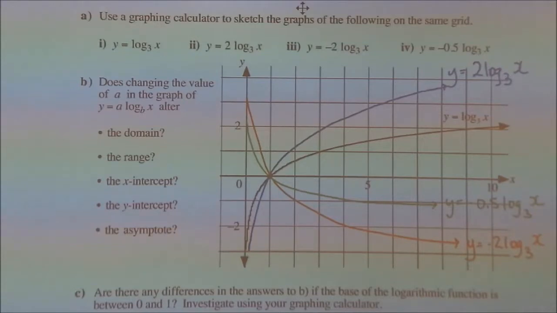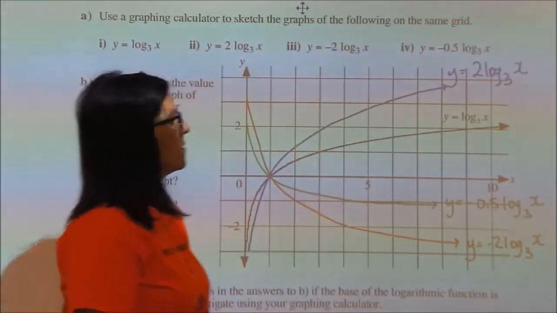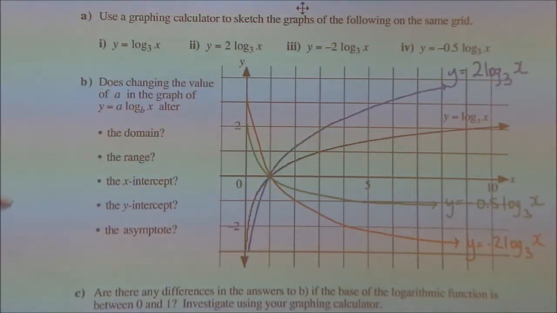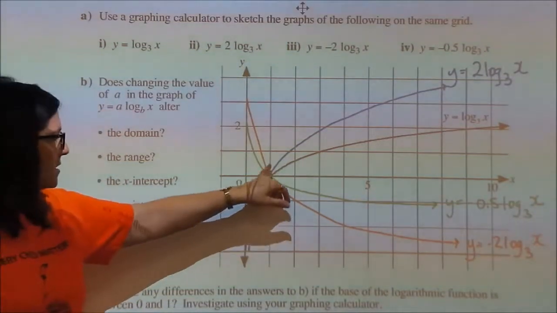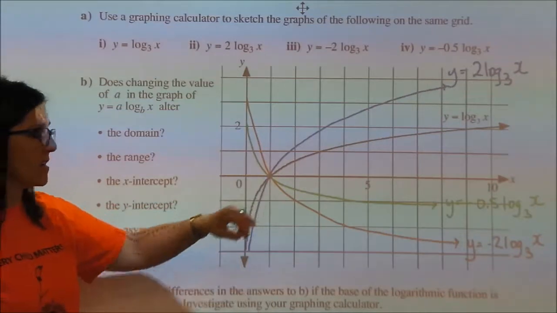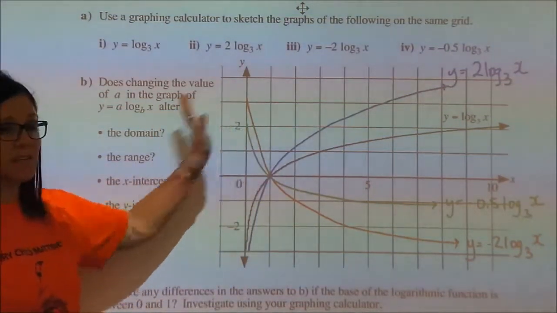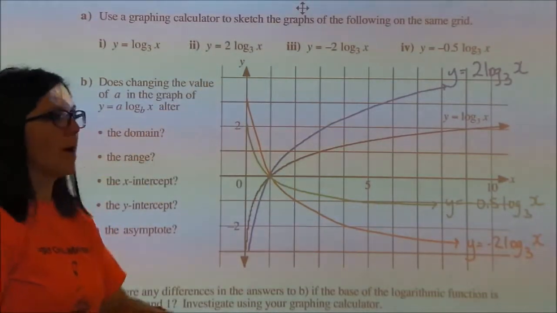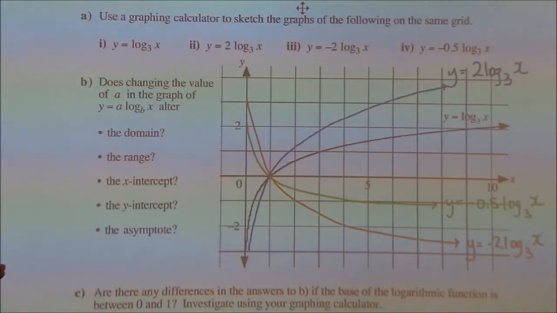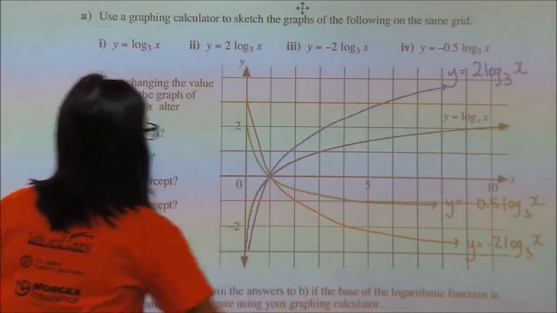So here are my 4 graphs, the 3 that I've drawn in. I've got the green, the orange or red, and blue. Did any of these change with this? Did the domain change? No. The range? No. The x-intercept? Still going through the same point on the x-axis. The y-intercept, this didn't cross the y-axis at all. And the asymptote still remained my y-axis. So there were no changes for any of these.